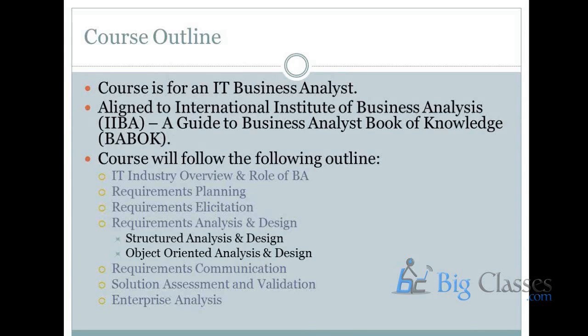Before starting into the course, I'll give you a couple of sessions on the IT industry overview. How is a typical IT organization aligned? How is a client's IT department organized? And when a typical project team is formed, what is the governance structure for it? What are the various roles? Who fits in where?